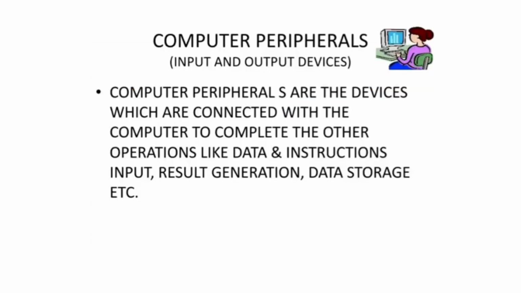Computer peripheral devices. Computer peripherals are the devices which are connected with the computer to complete other operations like data and instruction input, result generation and data storage, etc. So, computer peripheral devices are those devices which we connect from outside the computer, which help us to generate results or store data or give us output.